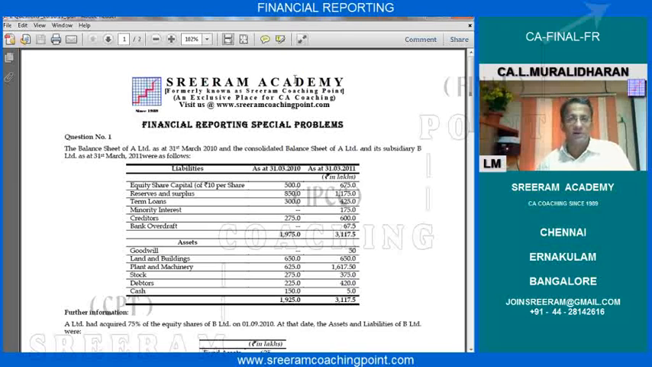Strictly speaking, it is neither falling under AS3 nor under AS21. But having been asked by a student why don't you solve a group cash flow statement, I just felt it would be nice to take up not one problem, but two problems. Firstly, to start with, it's problem number 1.